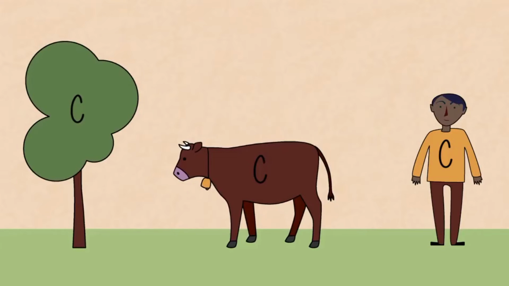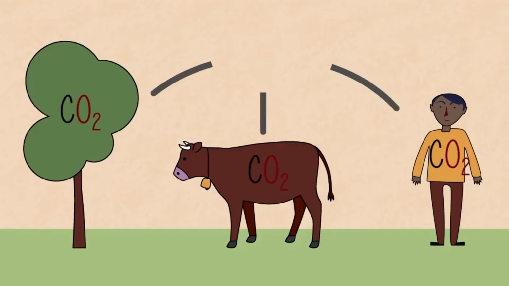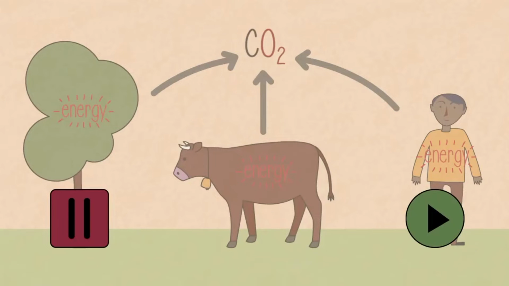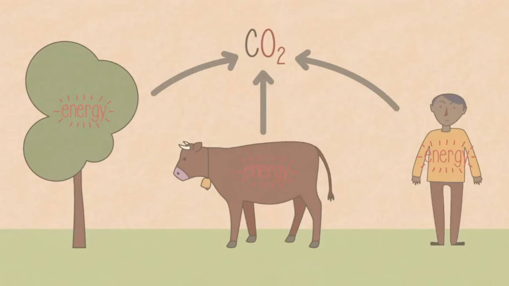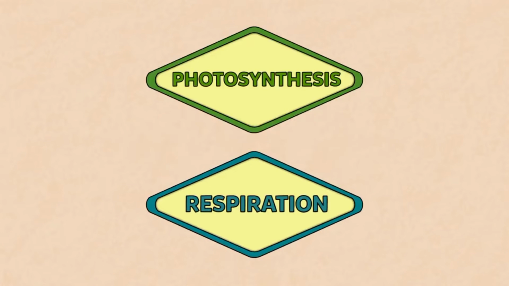In order to fuel these living processes, plants and animals take back oxygen from the air and rejoin it with the carbon, releasing carbon dioxide back into the environment. Do you know the name of this energy-releasing process? Pause the video whilst you think of your answer. Well, it's called respiration, and here is a simple representation of the two processes.